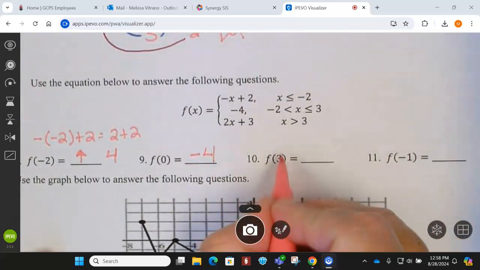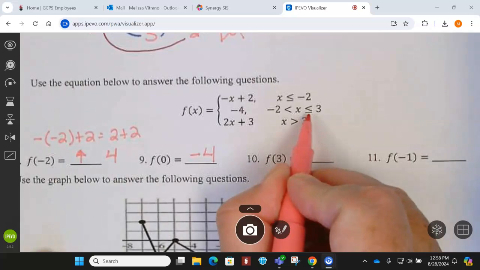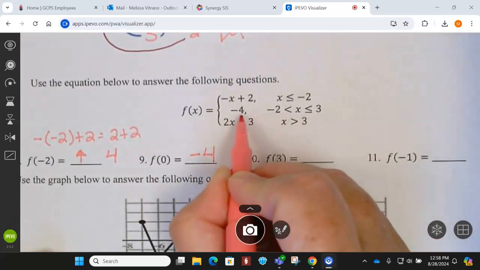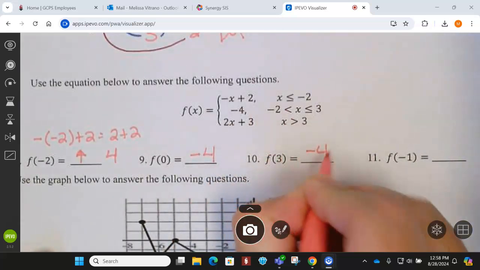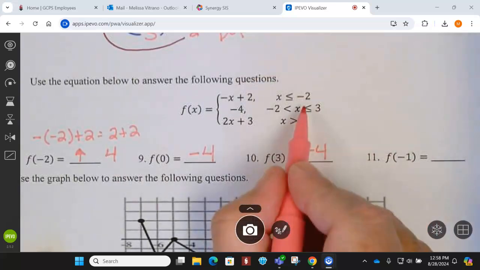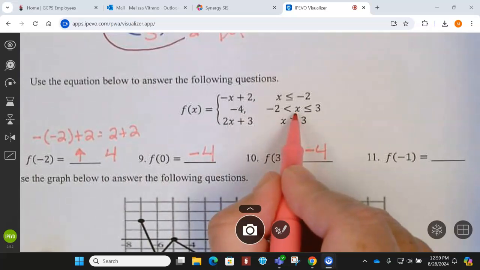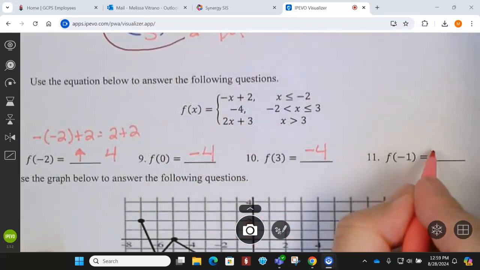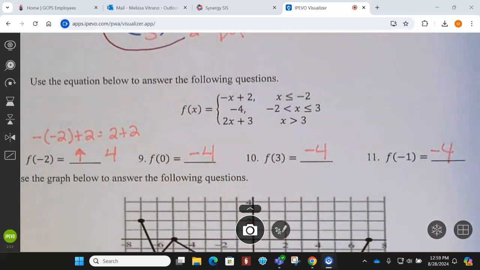3. Again, we're going to look for the equal to bar. So here's my equal to bar for the 3, not here. So again, no x. The answer is -4. And then -1. -1 is right here between -2 and 3. So a -4. That turned out to be kind of fun.